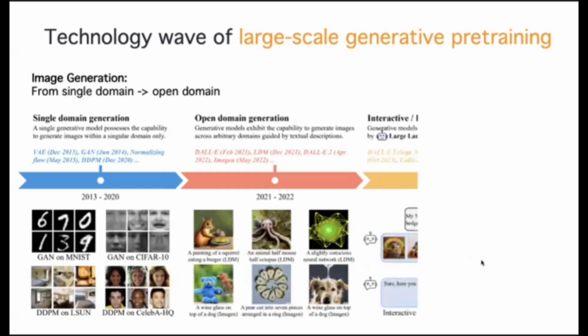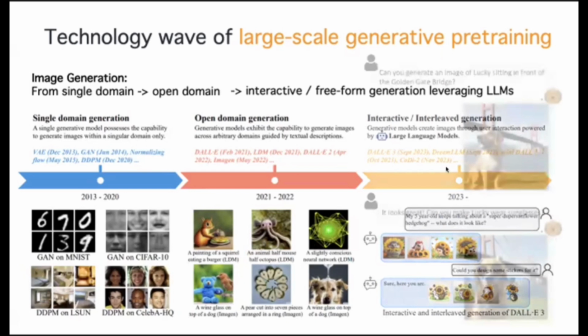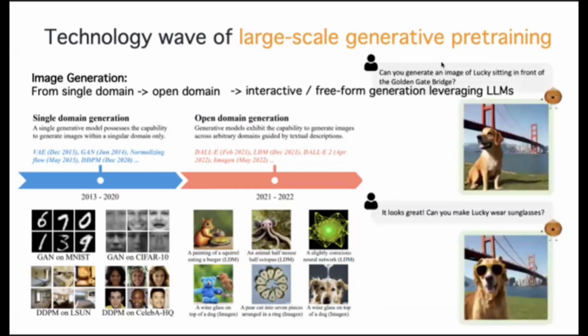Recently, the image generation field has started to involve large language models to build a more interactive and free-form image generation system, which can generate images within a dialogue. And also, users can perform interactive image editing through the dialogue with the robot. Like, first ask GPT to generate an image of a dog, and after that, make the generated dog further wear sunglasses.